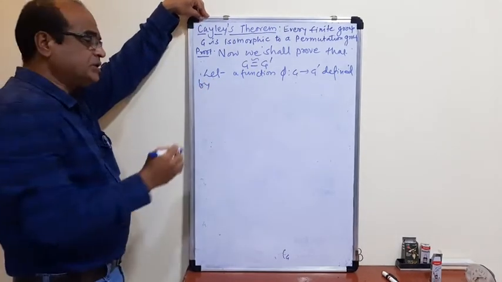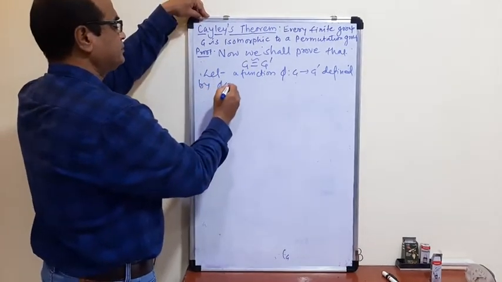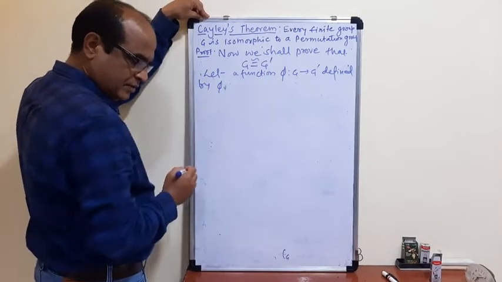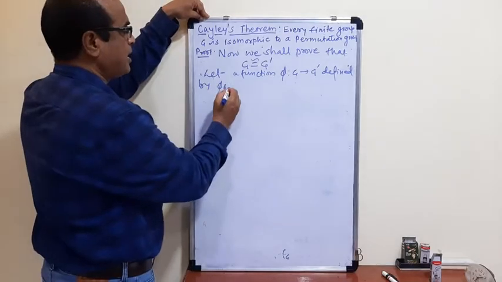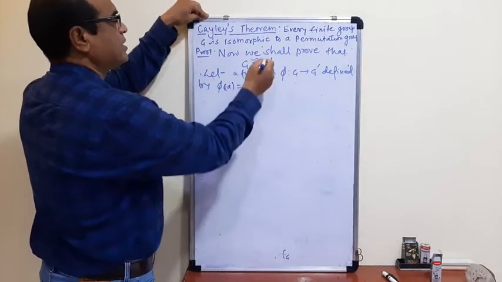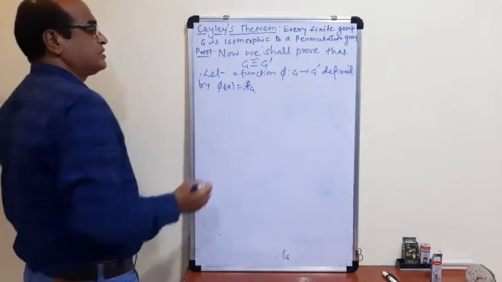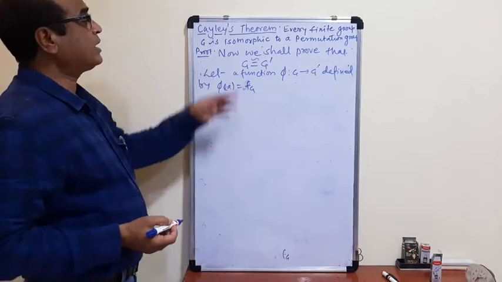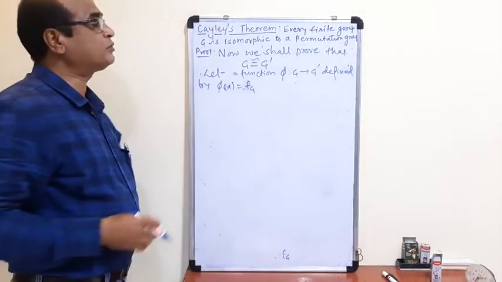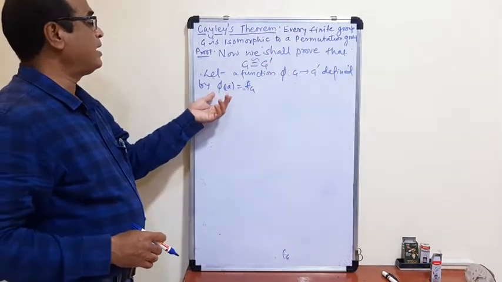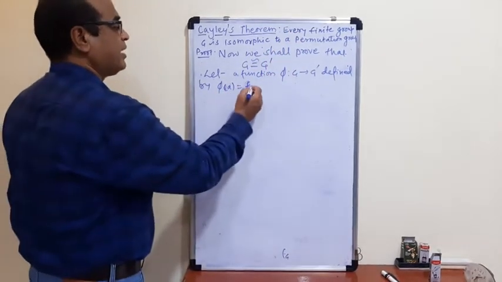So what is phi A equal to? Phi A is equal to f of A. G dash is the set of all permutations. So we prove here that G and G dash are isomorphic to each other, where the function phi from G to G dash is defined by phi A is equal to f A.